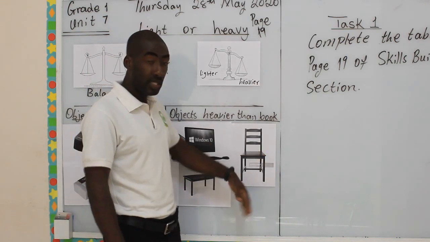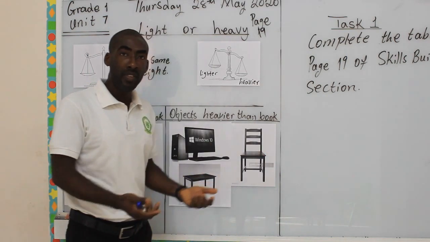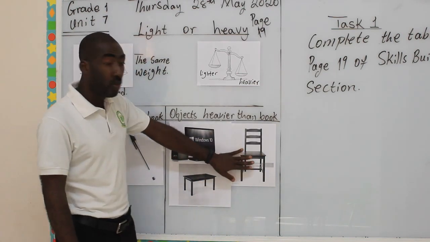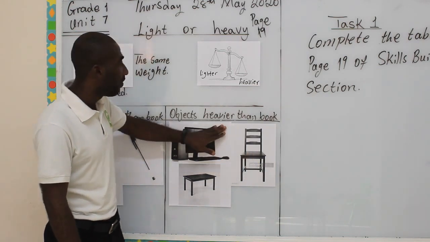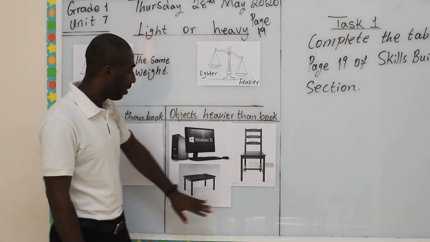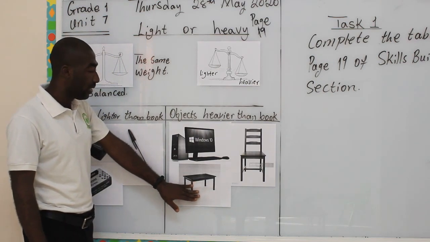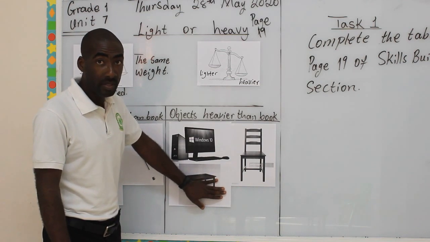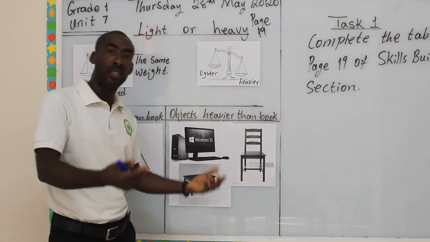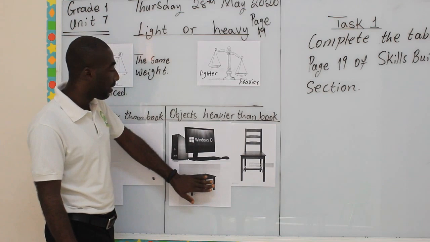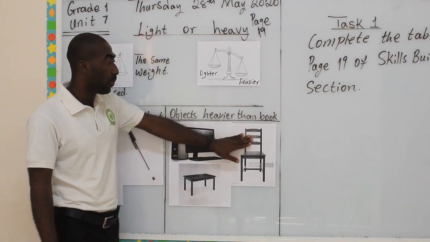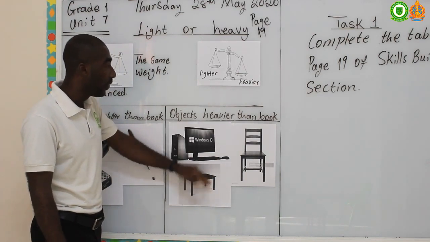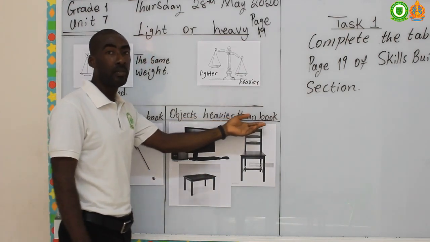The chair that we sit on is also heavier than a book. So we say a chair is one item that is also heavier than a book. Now let's look at the third one. The third one is a table. If you look at the tables that we have around, they are heavy, difficult to carry. So once it is heavy and difficult to carry as compared to a book, we say that this table is heavier than a book.